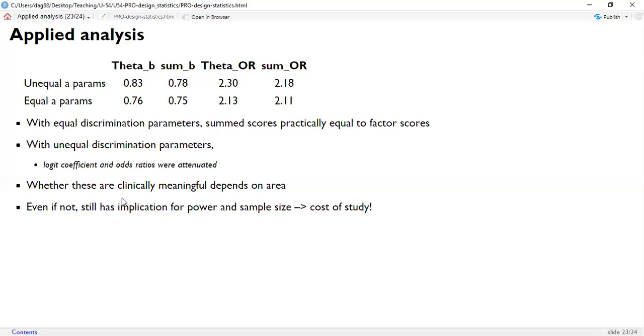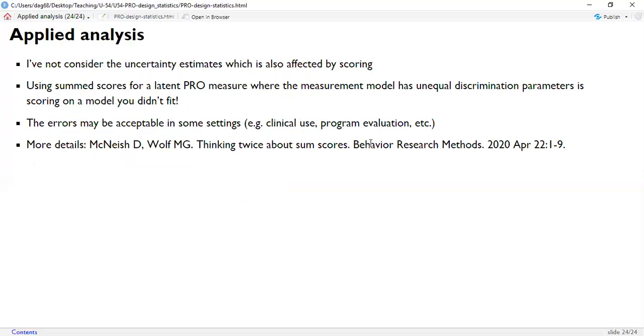Now, whether that attenuation is clinically meaningful depends on your area, how it's going to be used, what the consequences are of measurement error. So I can't say, oh, that's substantial or that's not substantial. That really depends on your area. But even if it were not clinically meaningful, that still has implications for power and sample size, because now you're estimating a smaller association, so you might need a larger sample size. And that might increase the cost of the study. Again, this was a very limited set of conditions. I have not considered the uncertainty estimates, which is also affected by scoring.